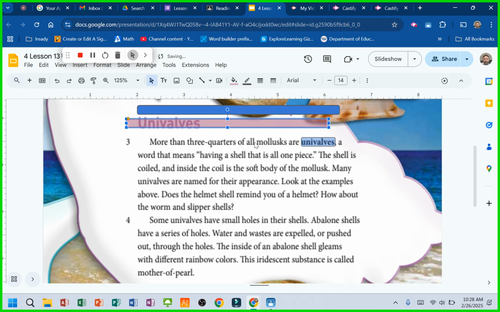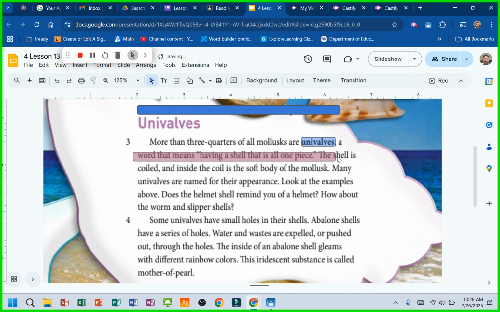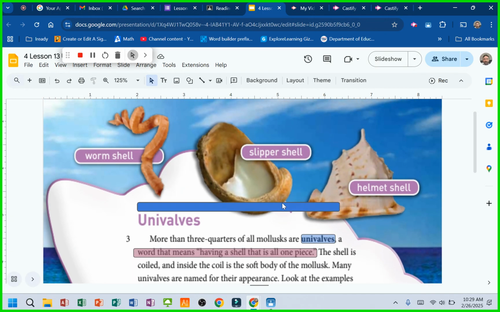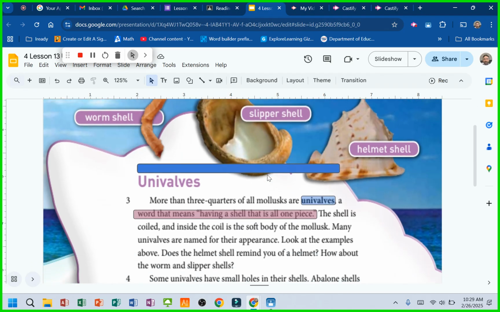Boom. All right. So where is the word means? Oh, it comes right out, pitches it right over the place. What does a univalve mean, everybody? Having a shell that is all one piece. There it is. The shell is coiled, and inside the coil is a soft body of a mollusk. Many univalves are named for their appearance. Look at the examples above. Ooh, these are pretty. We have a worm shell, a slipper shell, looks like a slipper, and a helmet shell, right?